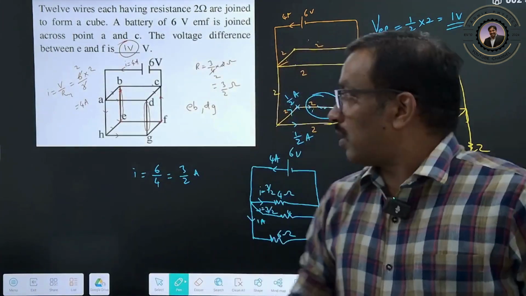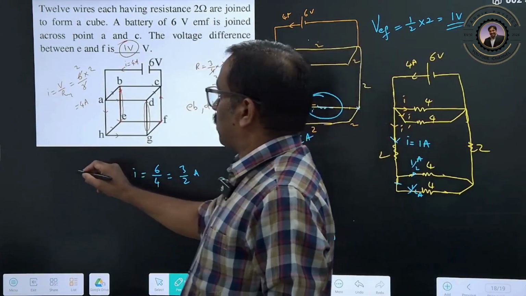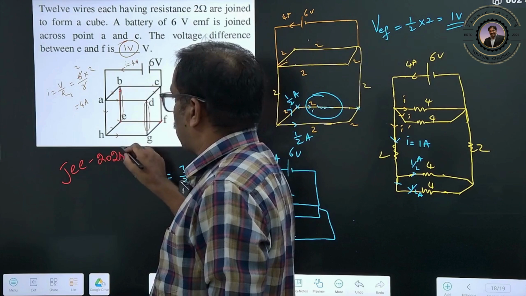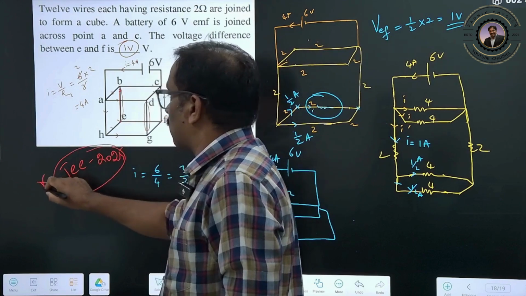So this is one of your JEE Main questions. This is your JEE Main 2025 question, so keep that in mind.